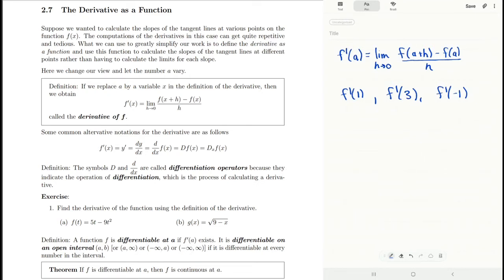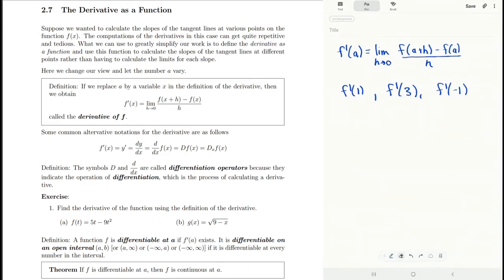Well, what we could do is define the derivative as a function, and we can use this function to calculate the slopes of the tangent lines at various points. So in the definition of the derivative, if we were to replace a with the variable x, then we get what is called the derivative of f. So we can define the derivative as a function rather than the derivative at a point.